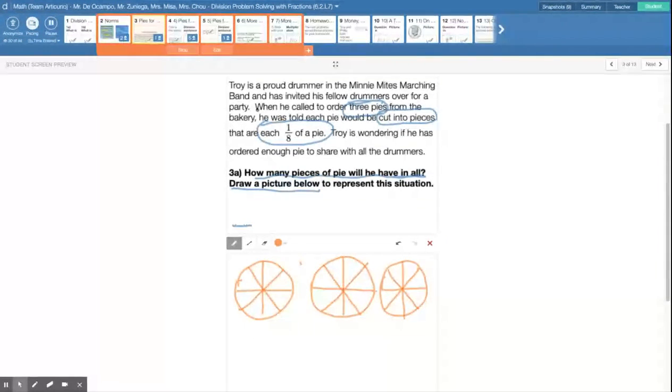Now I'm going to go back to the question. How many pieces of pie will he have in all? I'm just labeling this here so that we all know that each of these is 1/8. How many pieces of pie will he have in all? Some of your classmates just counted 1 piece, 2 pieces, 3 pieces, 4 pieces, and went all the way to 24. Some of your teammates said, hey, this is 8 pieces here. This is also 8 pieces here. And we're going to add these up.